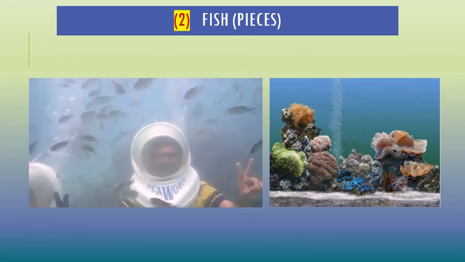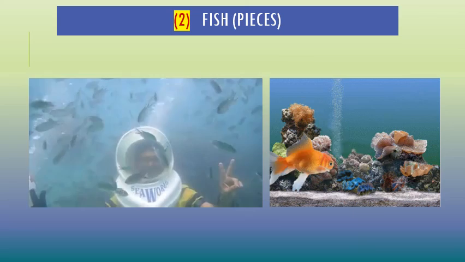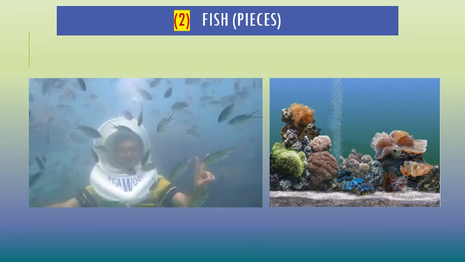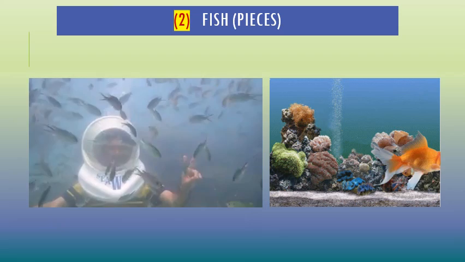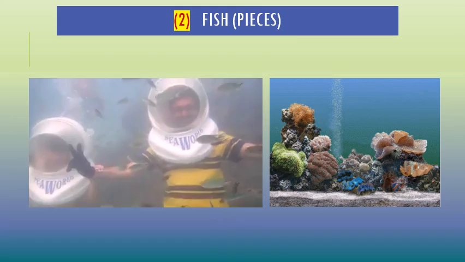Now this clip is from a coral reef walk in Thailand. Now let's look at the characteristics that make a fish. Fish live underwater. They use gills to breathe, not lungs. They have scales and fins. They are cold-blooded, meaning they cannot control their body temperature and depend on the surrounding environment. Most fish lay eggs.